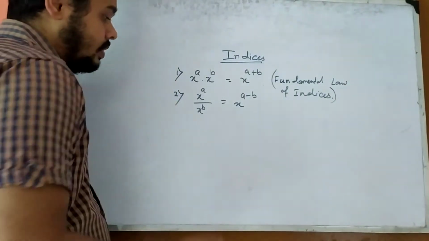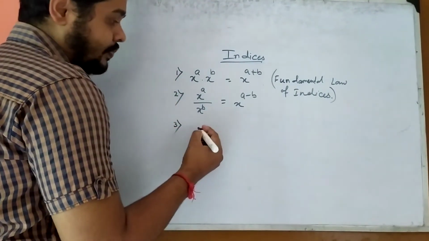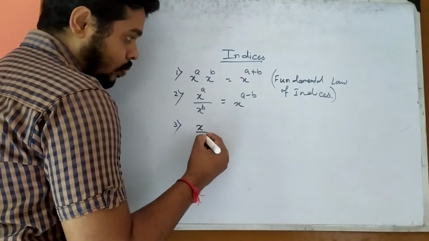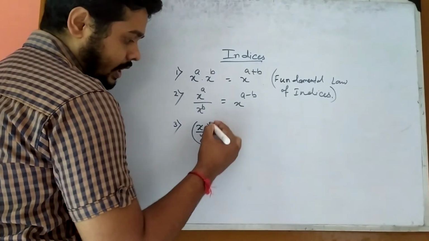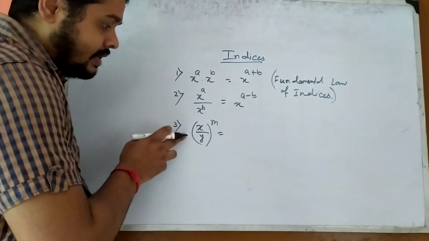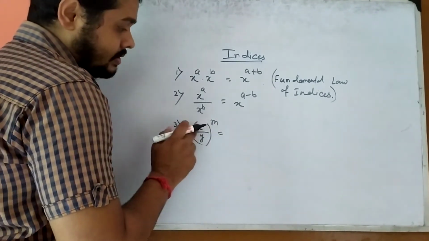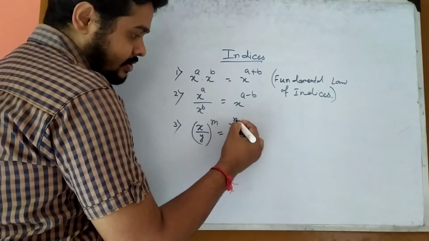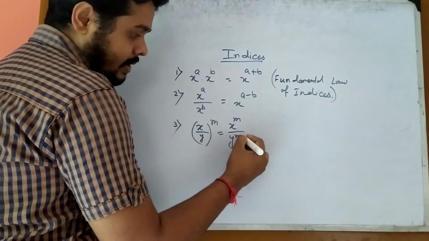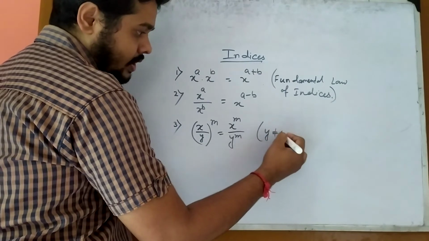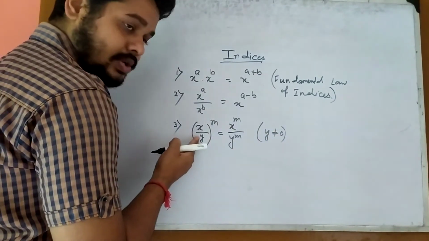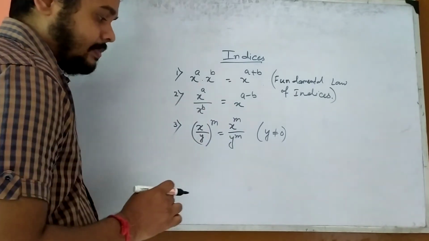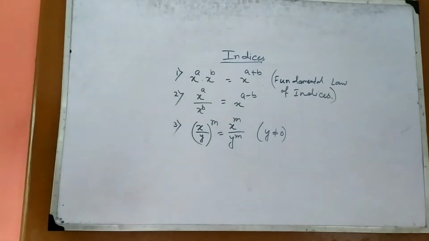Okay, now this is our third formula. Suppose x by y whole to the power m. This time the power is the same for both the bases, so we can distribute the power. But keep in mind y not equals to 0, because if y is 0, that time it will be absurd, because anything by 0 means absurd. Clear?